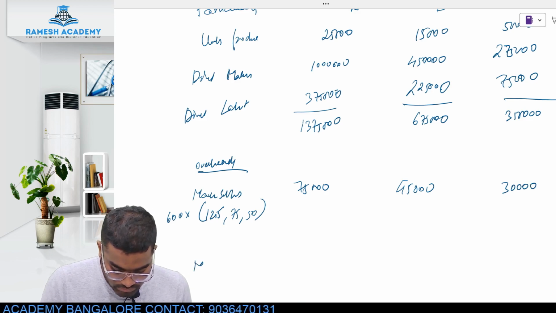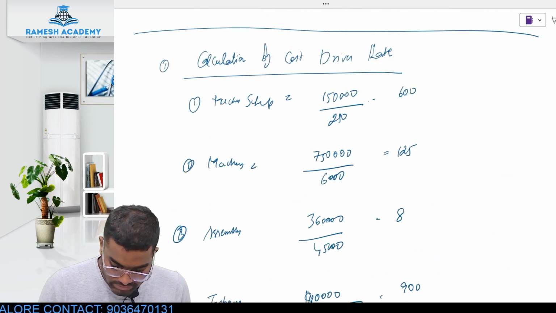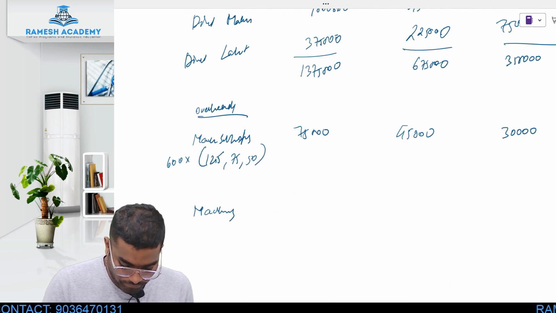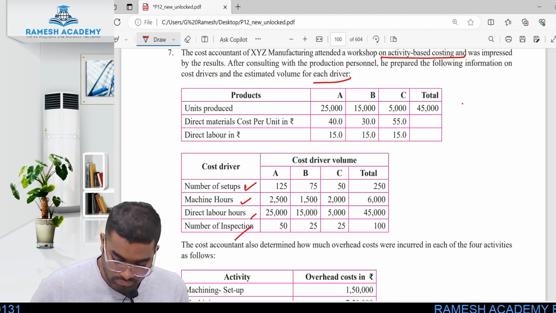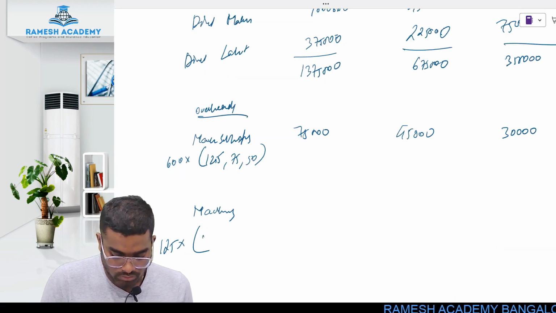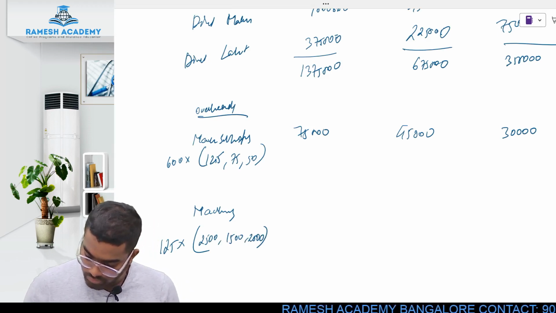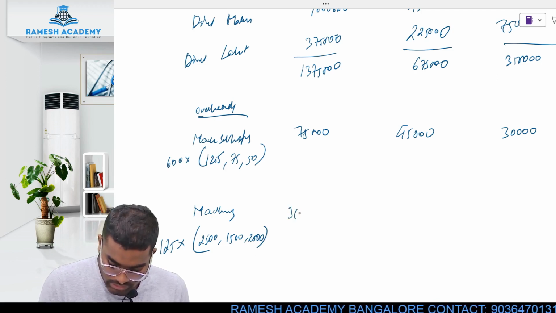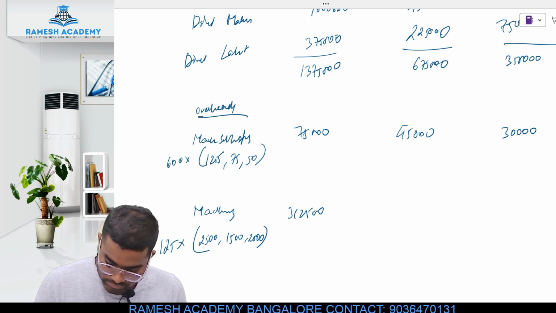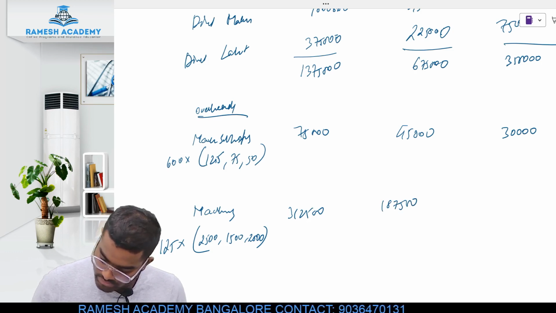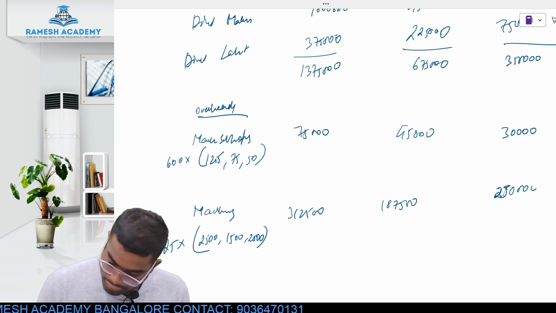So machine setup is done. Then we have machining. What is the rate, guys? It's 125, in the ratio of machine hours 2,500, 1,500 and 2,000. So 125 into 2,500 is 3,12,500. Then 125 into 1,500, it is 1,87,500. Then 125 into 2,000, it is 2,50,000.